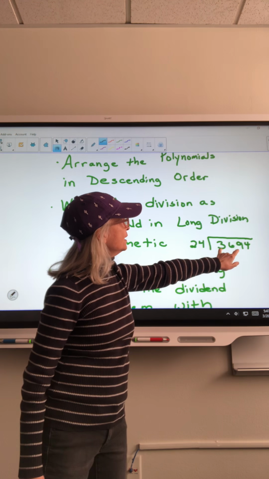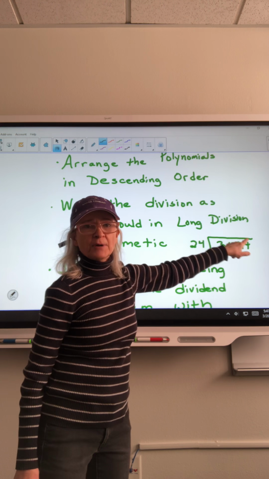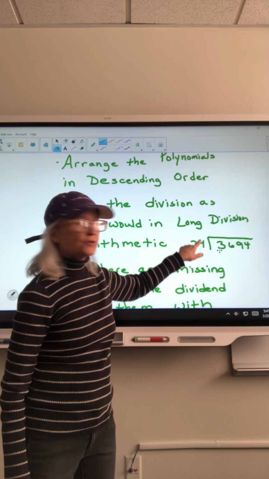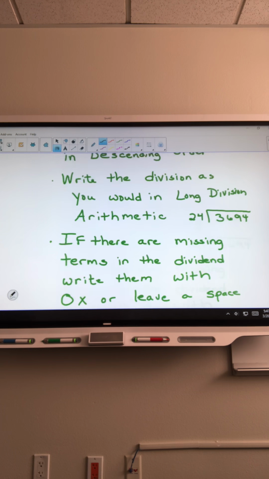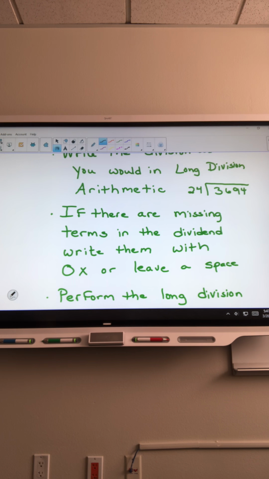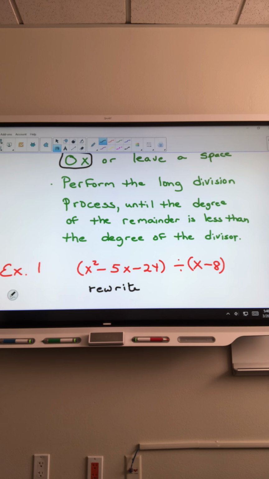You're going to put the dividend inside the house, inside the bracket, and then the divisor goes outside. If there are missing terms in the dividend, write them with a 0x or just leave a space. If you don't like writing this, then you can just leave a space between. Then perform the long division process until the degree of the remainder is less than the degree of the divisor.